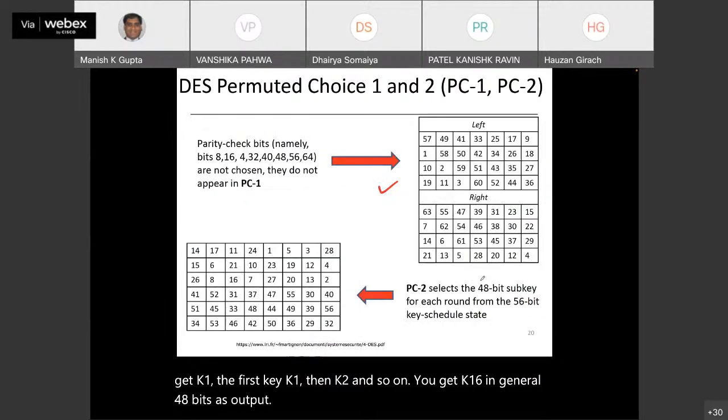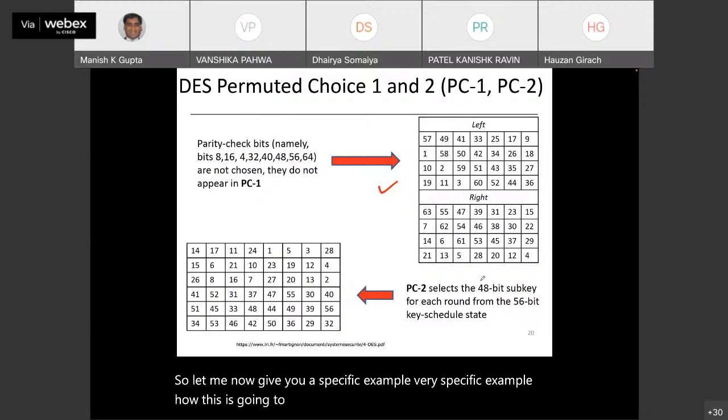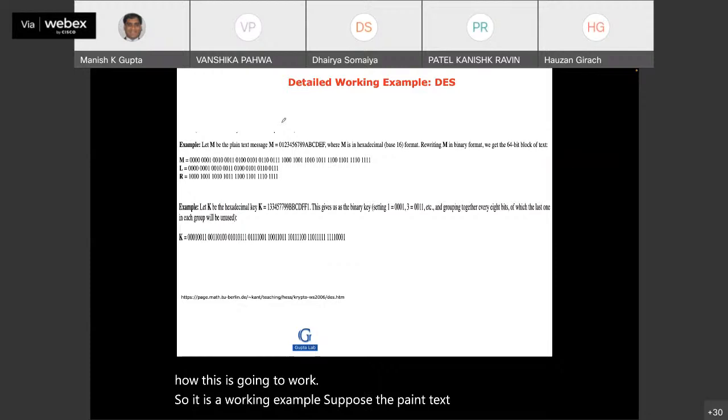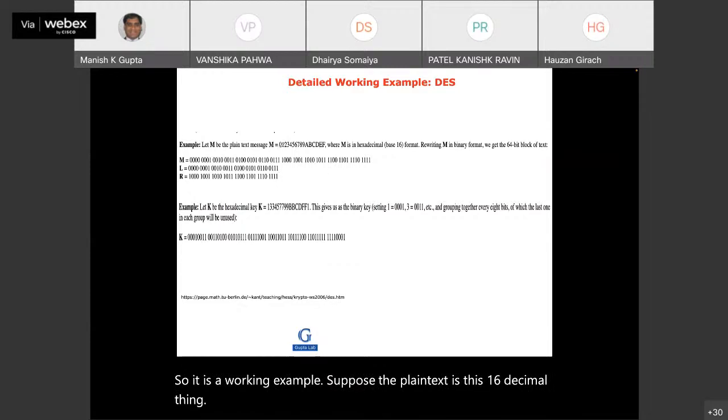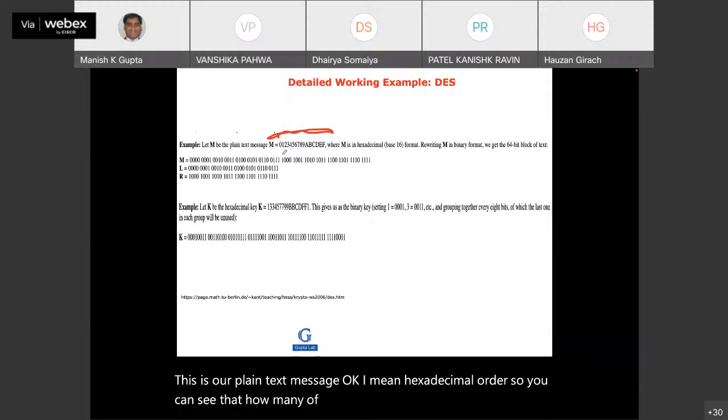Okay, so let me now give you a very specific example of how this is going to work. Here is a working example. Suppose the plain text is this hexadecimal message. You can see here, this is our plain text message. How many digits are there? 16 hexadecimal digits, which is 64 bits, right?